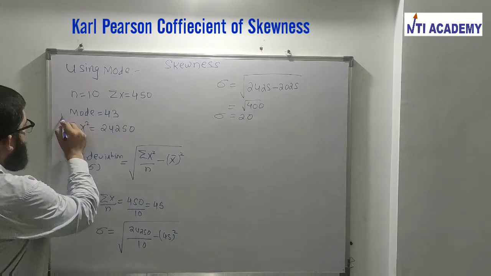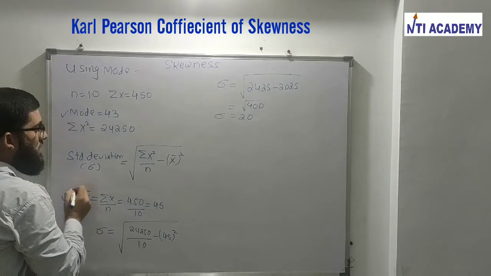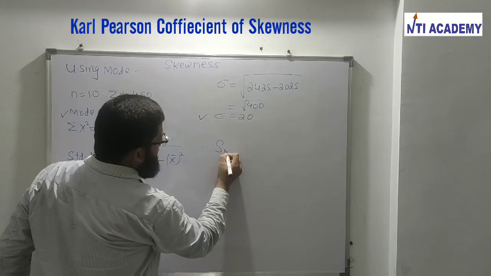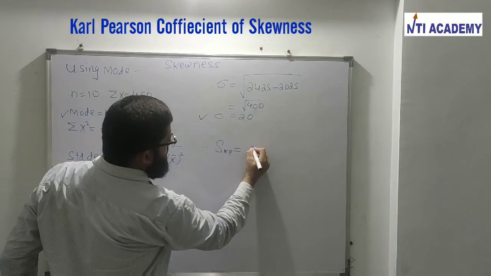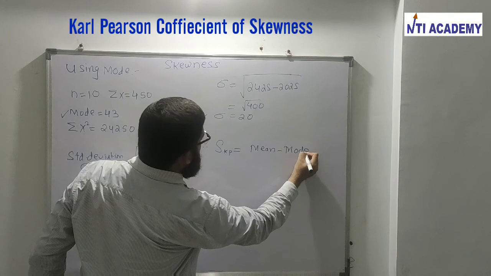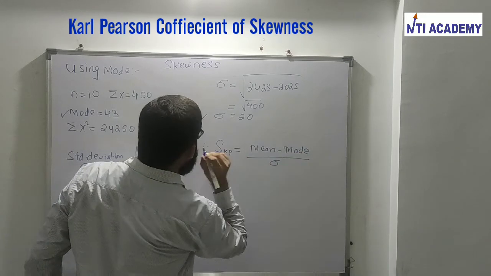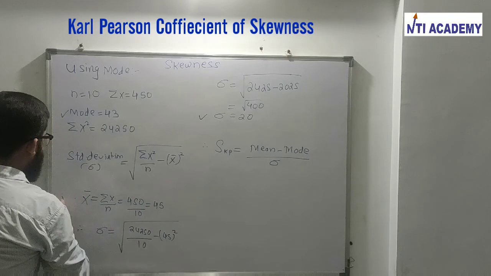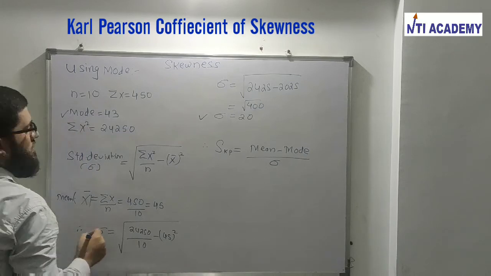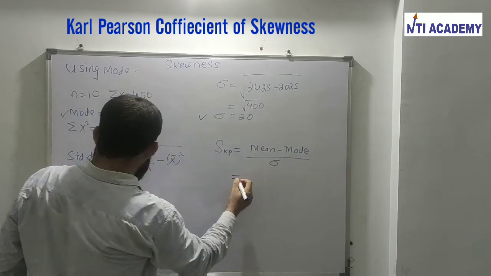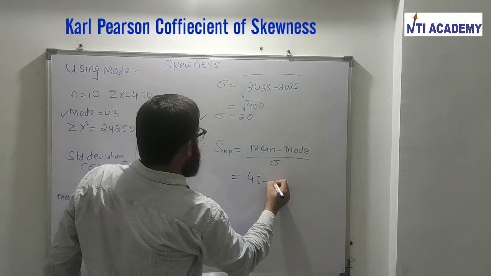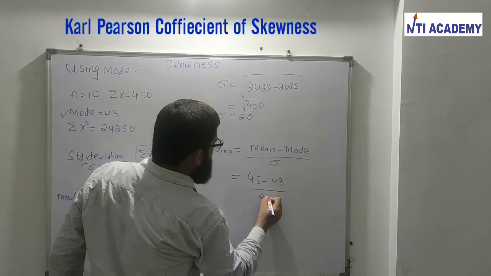Now we have the mode, we have the mean, and we have the standard deviation. Therefore, now the Karl Pearson coefficient of skewness is equal to (mean minus mode) upon standard deviation. You have been given the mode now. Therefore, the mean value is 45 minus the mode, which is given as 43, and the standard deviation is 20.